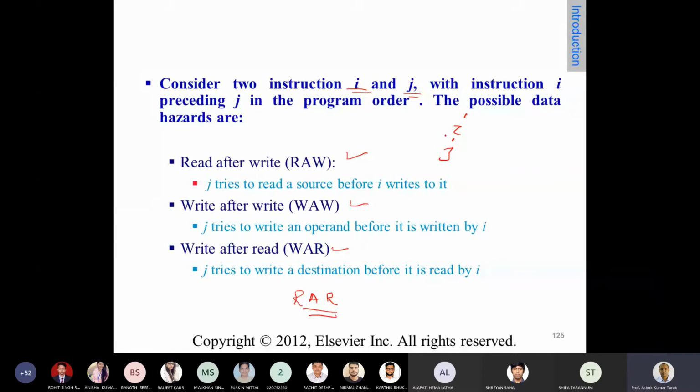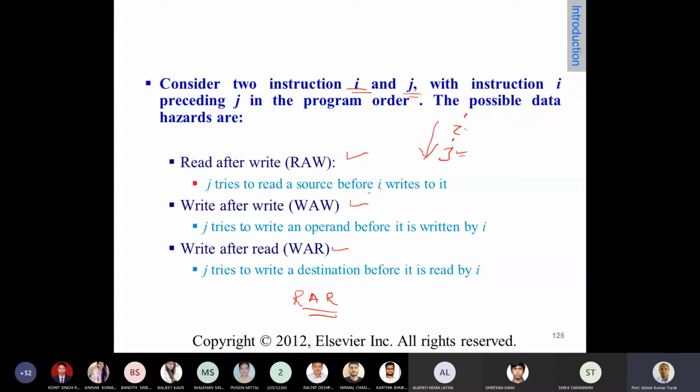Look at these two instructions. This is the program order, the order in which the instructions appear in the program. Read after write says J tries to read a source before I writes. So J is trying to read a source before I writes. Then the hazard that takes place, we call it a read after write.